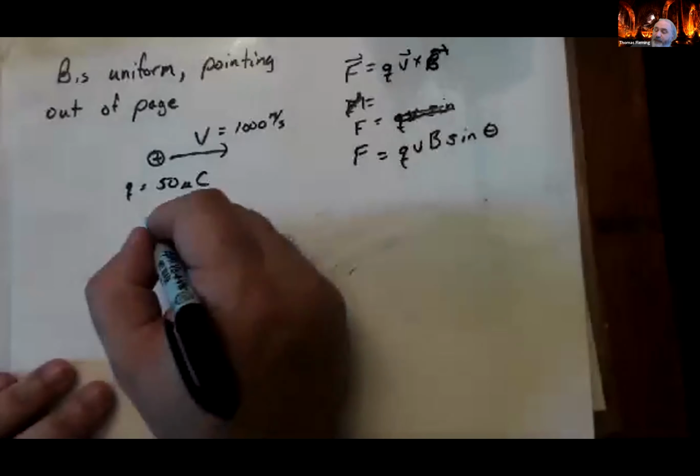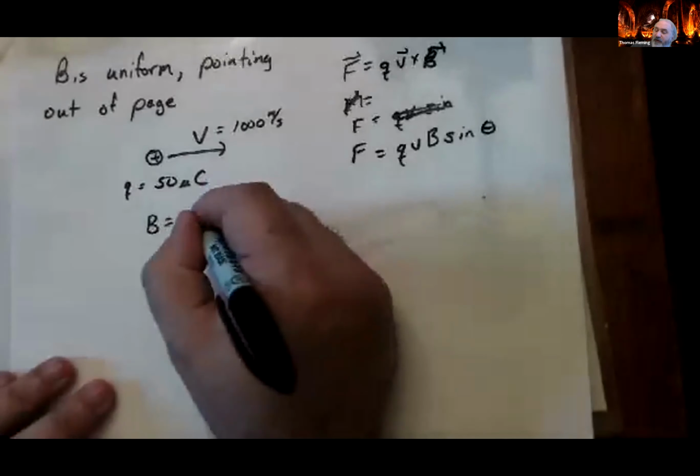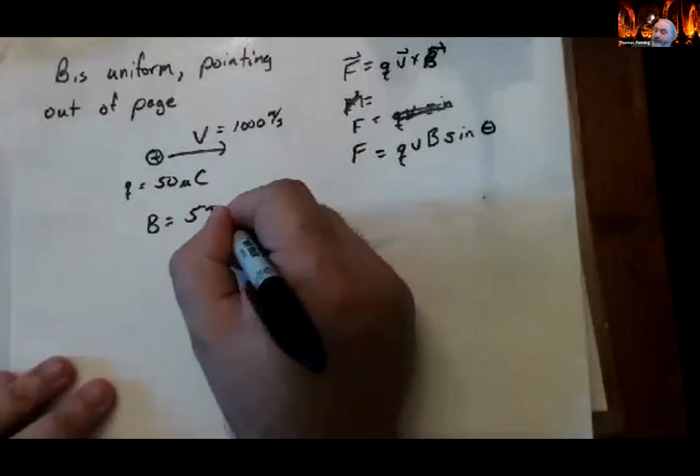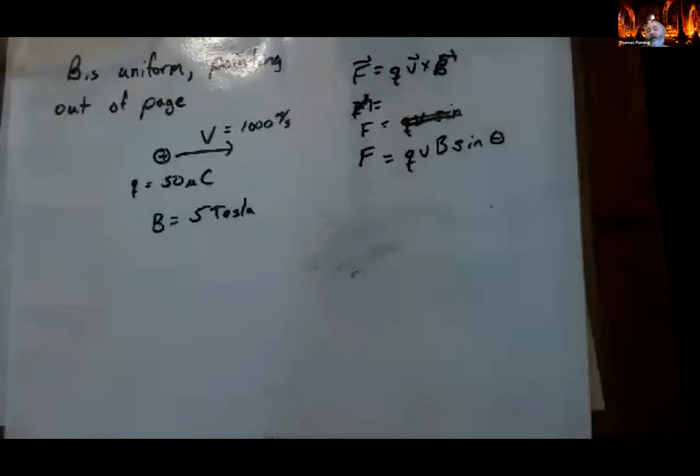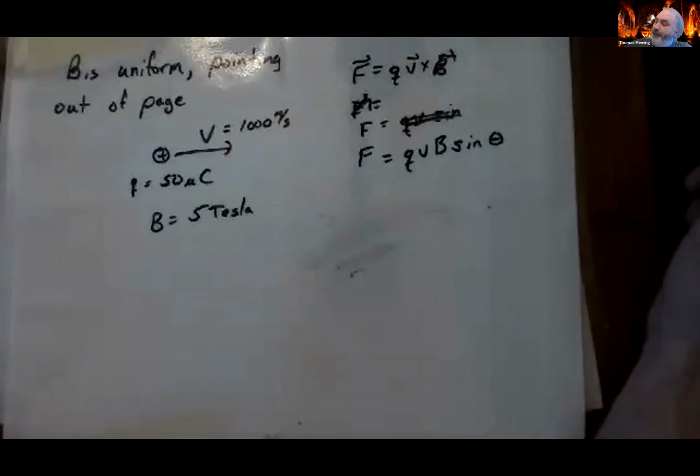Let's say the magnetic field is 5 Tesla. The Tesla is going to be our SI unit of magnetic field. It has nothing to do with the car company. It's actually named after the same guy the car company is named after, who had nothing to do with the car company. Nikola Tesla, super cool guy, weird, kind of the prototypical mad scientist.